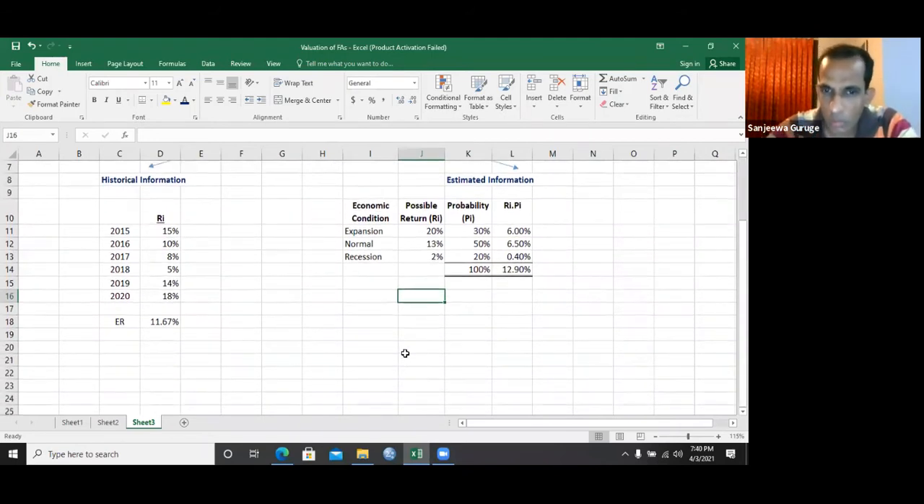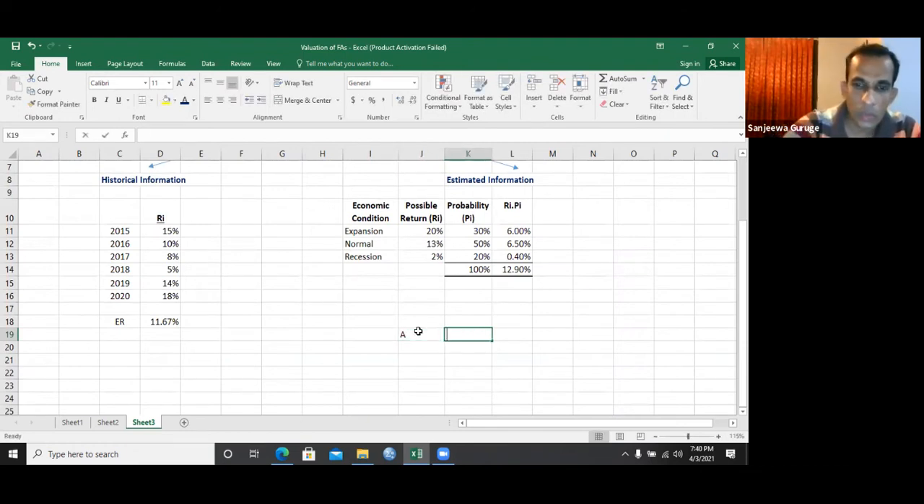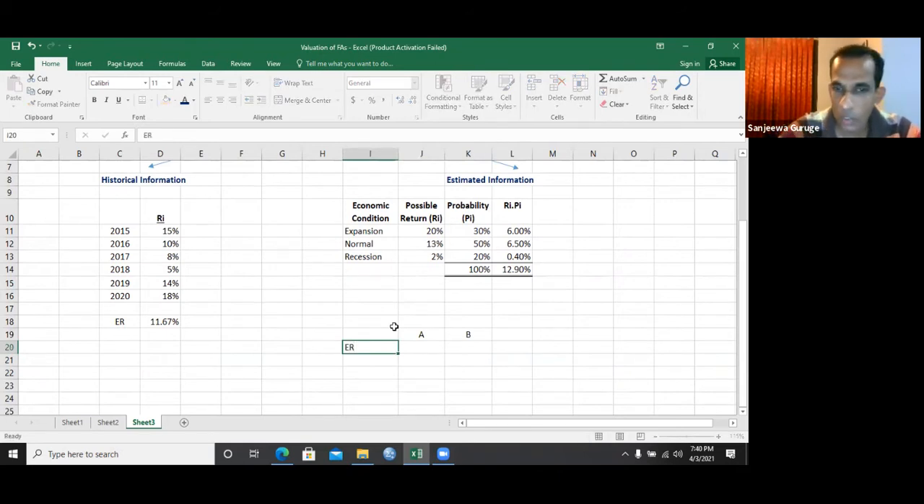Right now, this return is a very important point for us to make the investment decision. Suppose you calculate the expected return for two assets, A and B, using either historical information or estimated information. The expected return for asset A is 10%. Asset B is 25%.